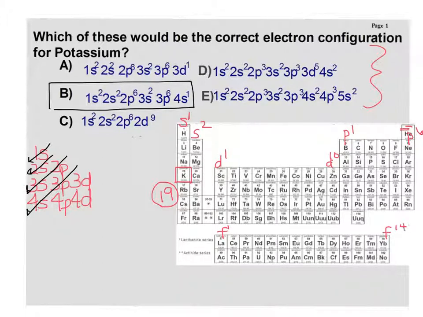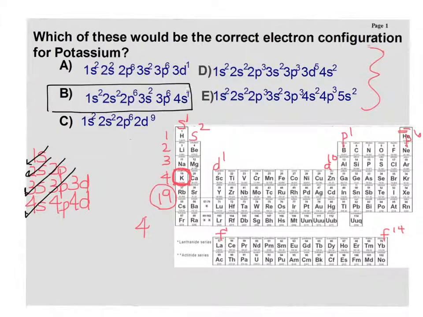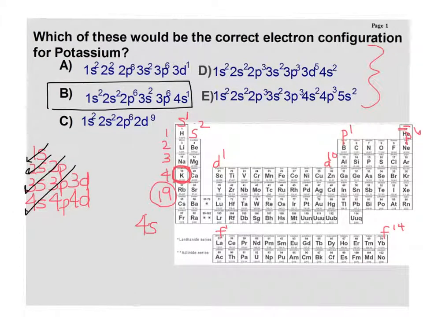to f14. So technically, if we just follow that rule, if we go n equals 1, n equals 2, n equals 3, n equals 4, this ends with 4s1. So since this ends with 4s1, only one choice here ends with 4s1. The rest of these end with other things, and so we would know automatically that this would have to be potassium.